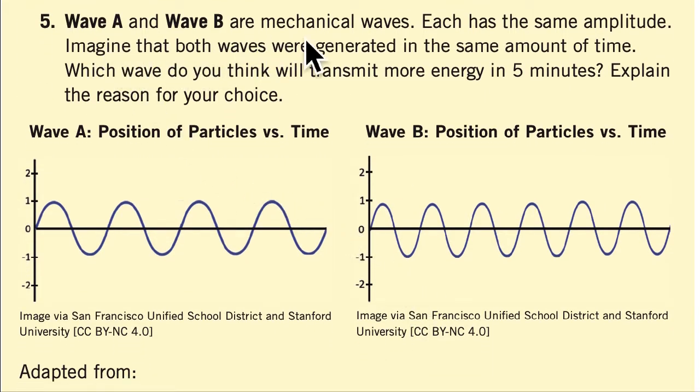Wave A and B are mechanical waves. Each has the same amplitude. Imagine that both waves were generated in the same amount of time. Which wave do you think will transmit more energy in 5 minutes? Explain the reason for your choice. Wave A, wave B.